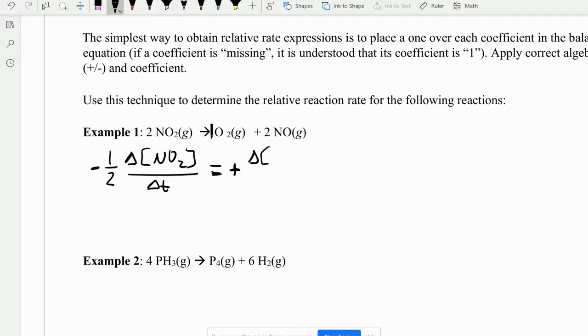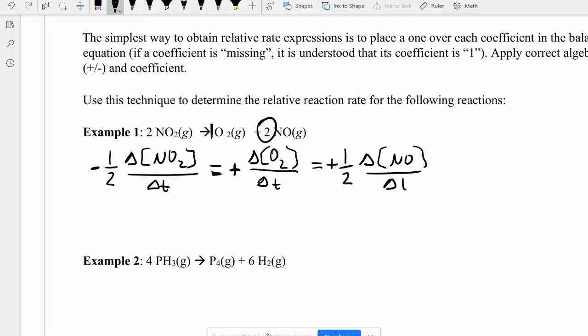So I'm going to write the expression for this one as the change in concentration of oxygen over a change in time. And then let's go ahead and set that equal to the last product. You see that there's a 2 coefficient, so it'd be positive 1 over 2. So you essentially are creating fractions here, and you're taking the change in concentration of NO over a change in time, a time frame. Okay, so this is how you would write the relative rate expression for any particular reaction.